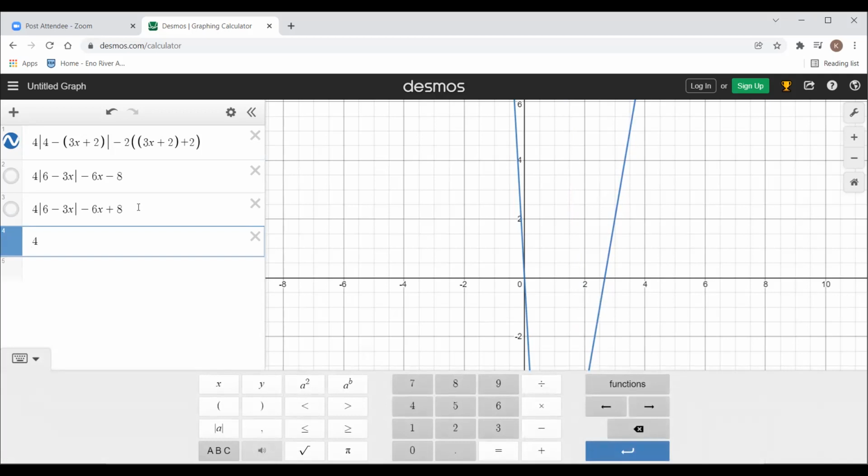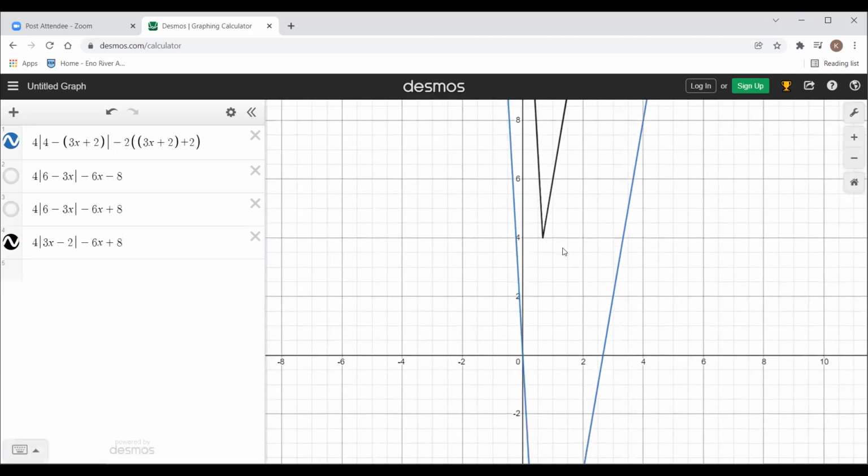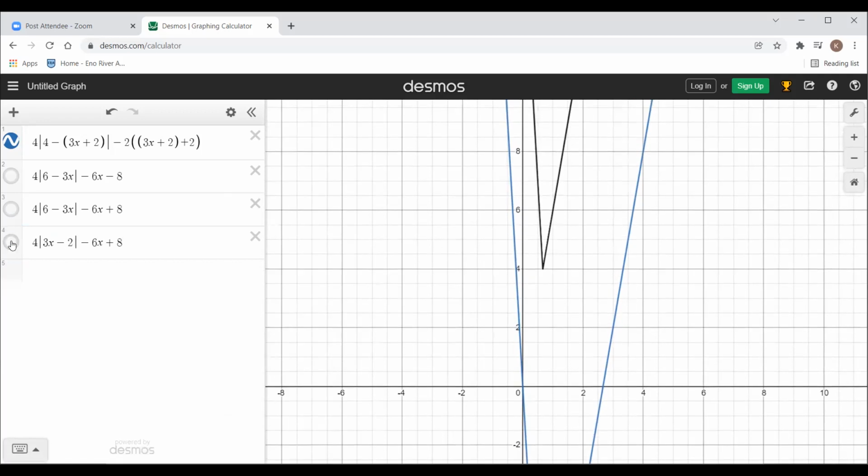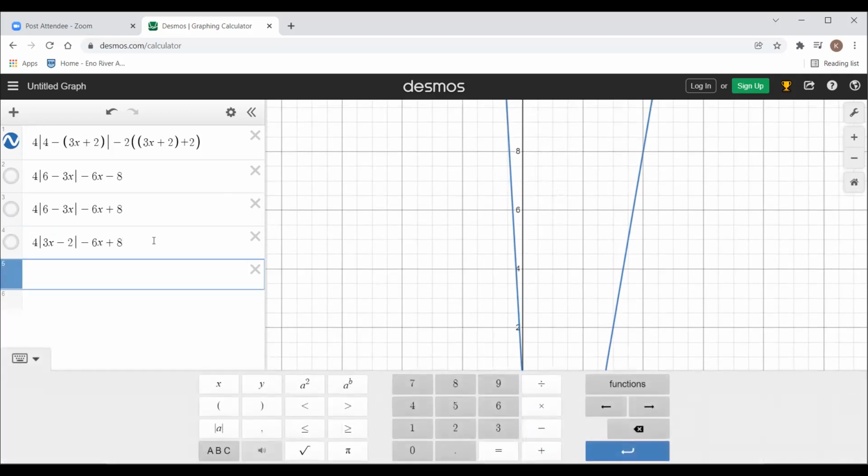4, 3x minus 2 minus 6x plus 8. Okay, you guys see the black and the blue? Those are not the same. That answer is not good either, so it must be the 4th one. Let's just double check.